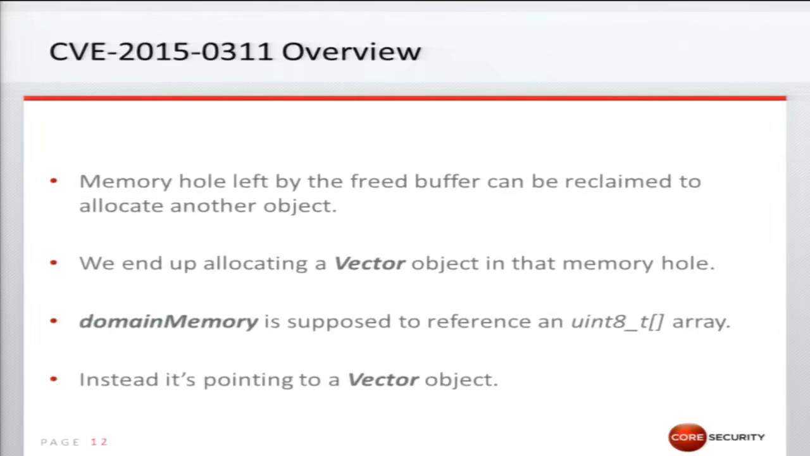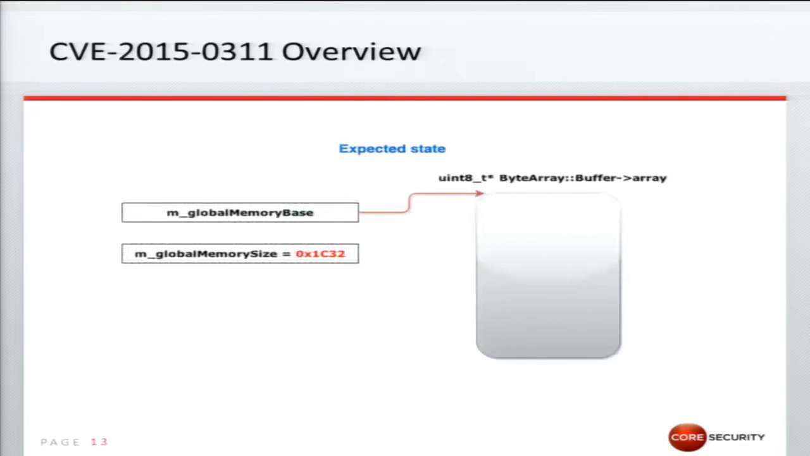So the exploitation plan is the regular one for a use after free vulnerability. Once the free has happened, we need to fill that memory hole with some other object. And the typical way in Flash was to allocate a vector object in that memory hole. So the domainMemory global property is supposed to point to an array of bytes. But instead, now it's pointing to a vector object that we managed to put in that memory hole. So let's see this in a graphical way. This is the normal state of the domainMemory property pointing to a plain array of bytes.